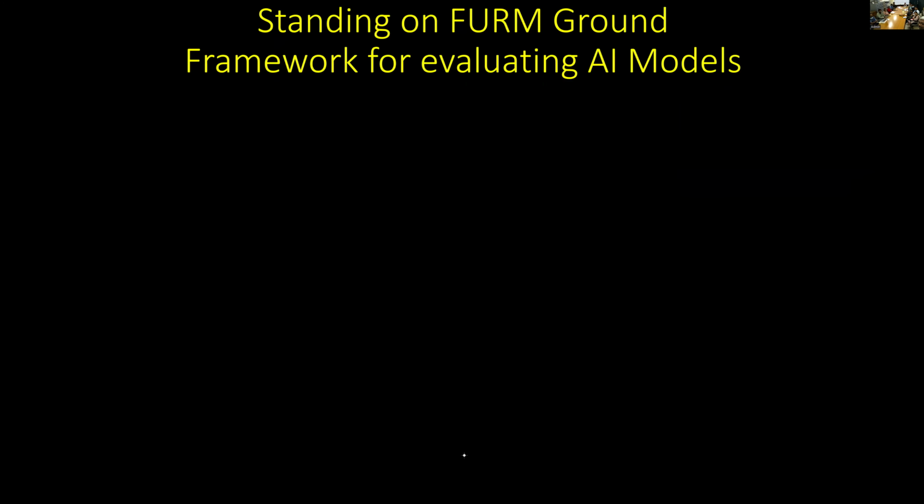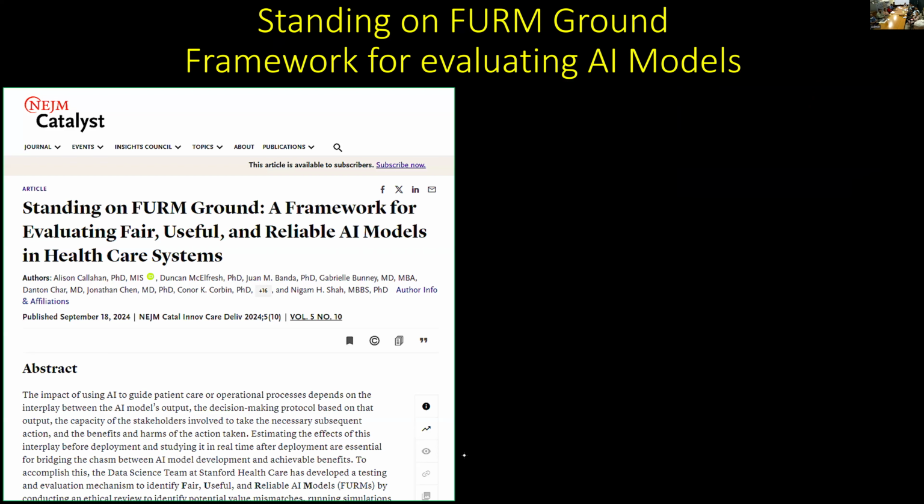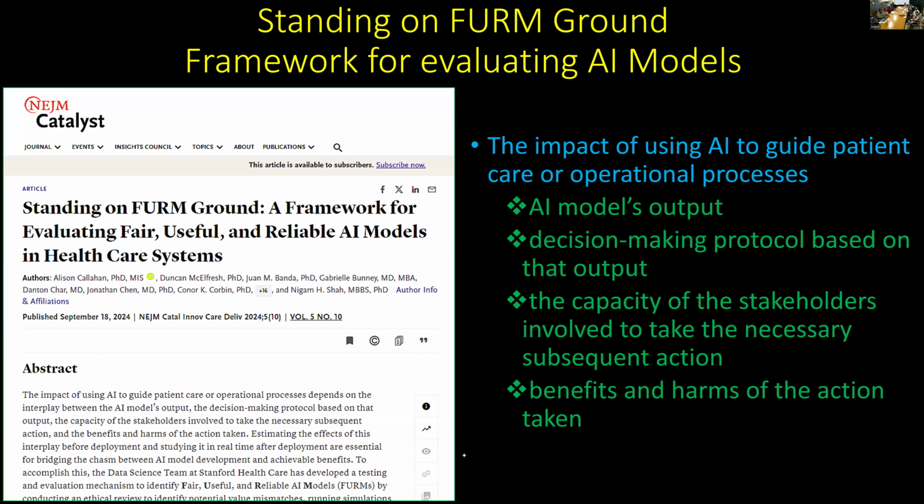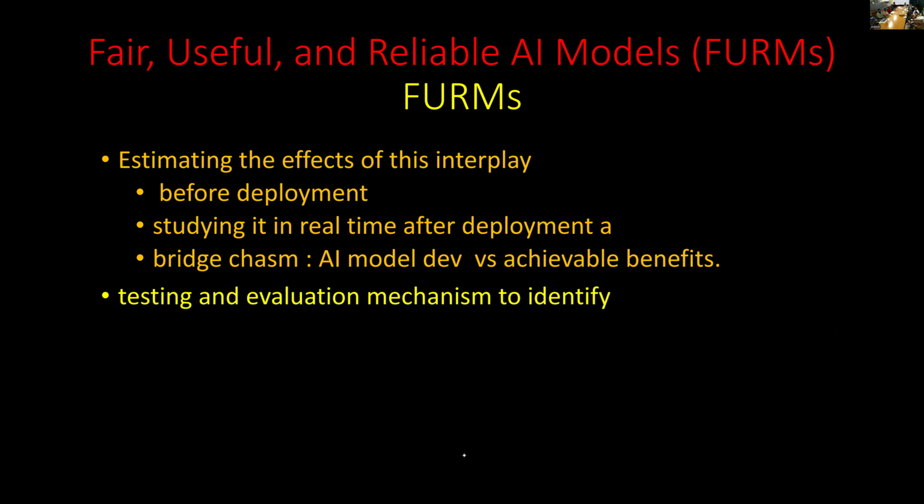I like mnemonics, so this is called the FIRM model. What does the FIRM model stand for? It should do more benefit than harm, basically. FIRM stands for Fair, Useful, Reliable AI Model. It's a trick, but if somebody asks about AI and ethics, remember FIRM: Fair, Useful, Reliable AI Model.